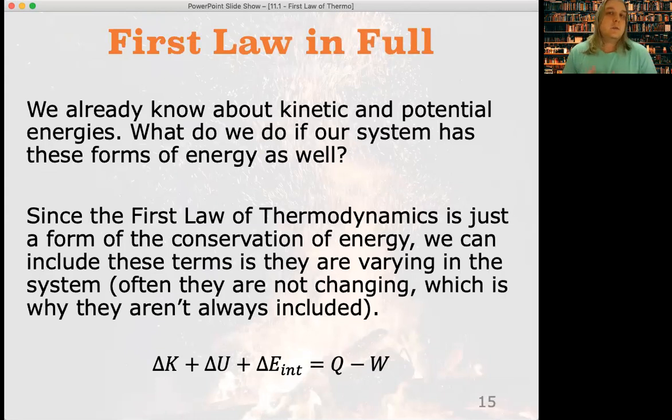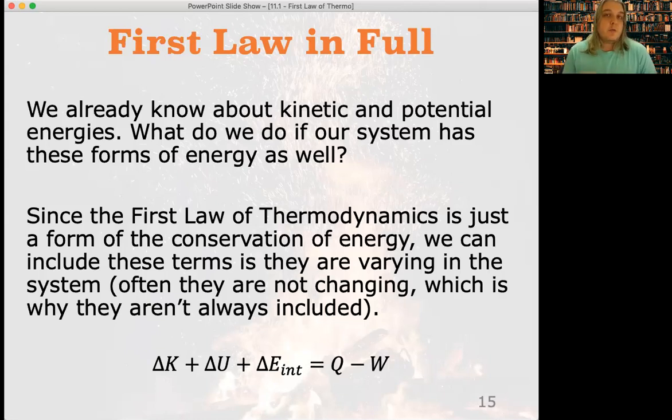And finally, we've said that the internal energy changes with heat and work, but we've also said that it's just conservation of energy. So what happens if we've got other kinds of energy to consider? What happens if we have kinetic or potential energies involved in our system? Well, because it's conservation of energy, everything's already in energy terms, so we can just add them in. If we've got kinetic energy or potential energy or internal energy changing, any of those three things changing, then we must have either heat or work on the right-hand side, right? We have to have this system balancing.